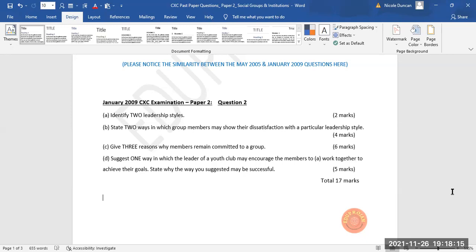group? And when they do well, what should the leader do? When they've done a good job on the project, what should the leader do? Reward them. Reward, very good. That's what I'm looking for.